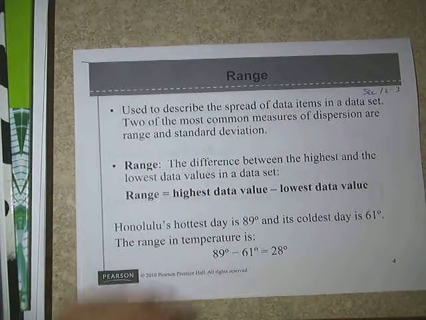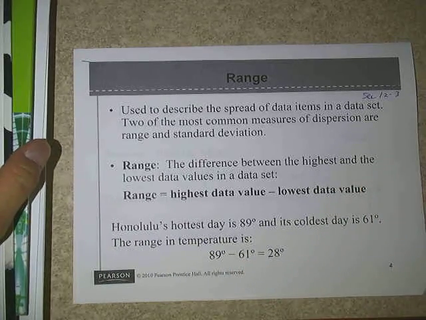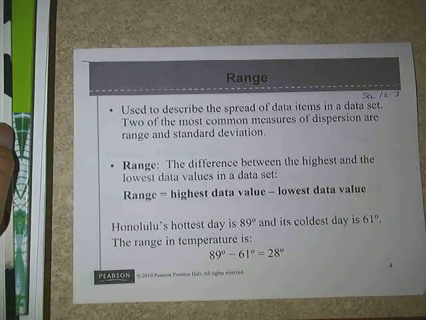Okay, in section 12.3 we're going to be talking about measures of dispersion, or we also call measures of spread. In the last section we talked about measures of central tendency, talked about the middle of the data. Now we're going to talk about how the data is spread out. So the first thing we're going to calculate when we're given a data set is the range.